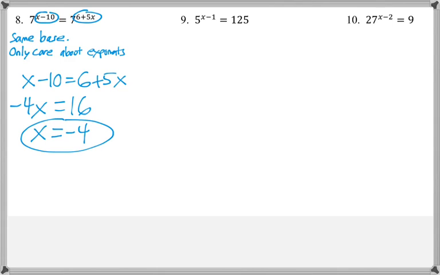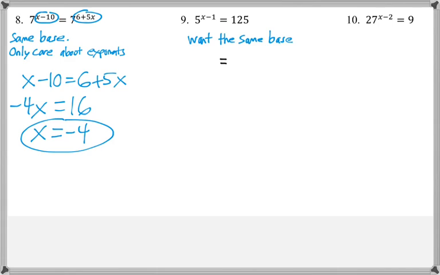With number 9, we do not have the same base. We have a 5 and we have a 125. So we want to get the same base. So I need to express 125 as 5 raised to some power. And 125 is 5 raised to the 3.